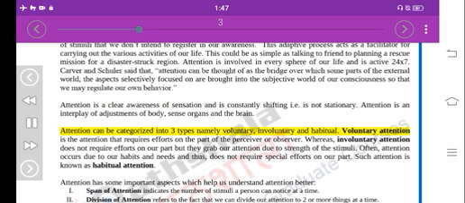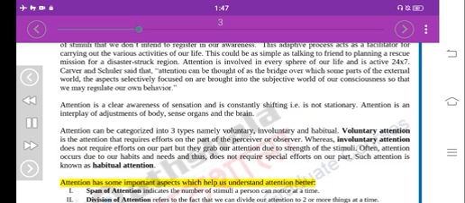Attention can be categorized into three types, namely voluntary, involuntary, and habitual. Voluntary attention is the attention that requires efforts on the part of the perceiver or observer. Whereas, involuntary attention does not require efforts on our part, but grabs our attention due to strength of the stimuli. Often, attention occurs due to our habits and needs and thus does not require special efforts on our part. Such attention is known as habitual attention.